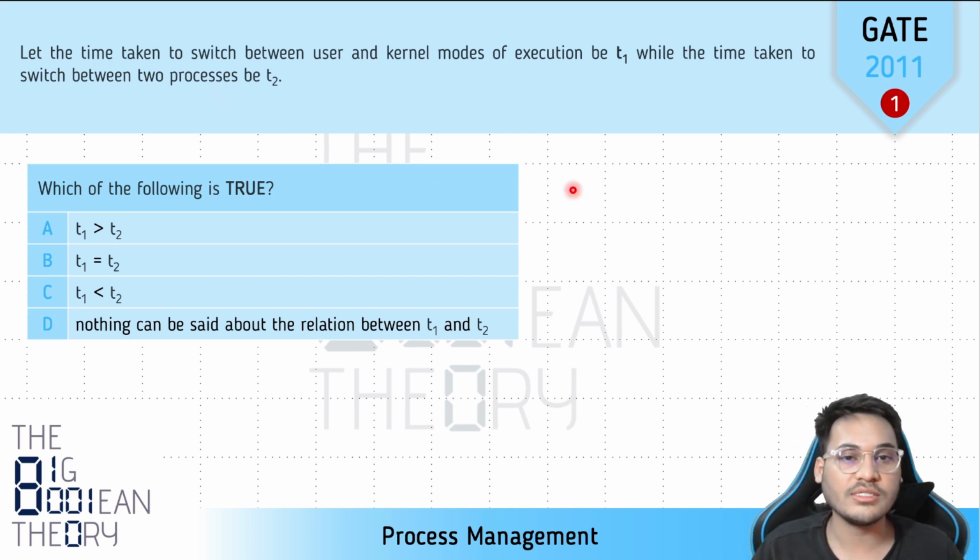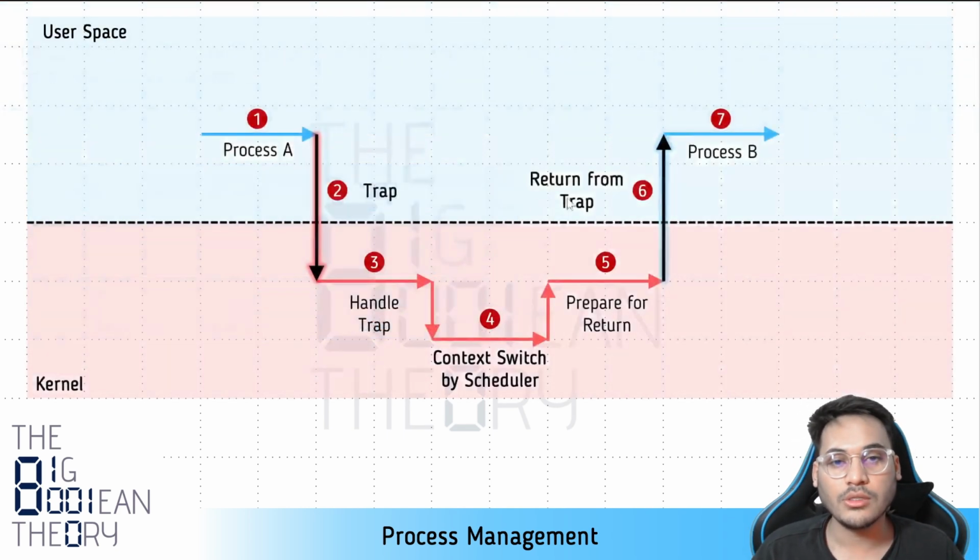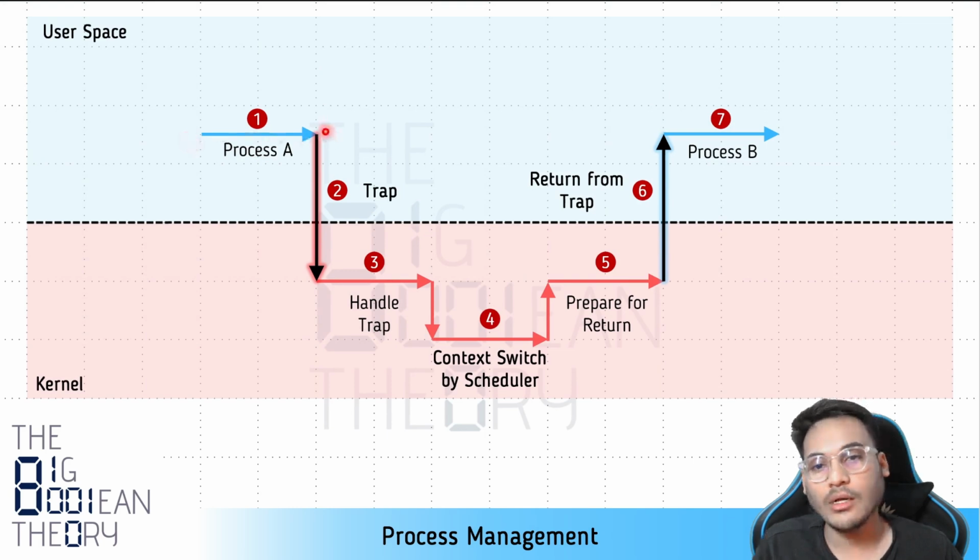So let's see what the solution to this question is. This is the flow diagram of the sequence of events that happen during a context switch. I have talked about this in great detail in the video where I explained how a context switch happens. At a very high level, we have process A executing in step one. Then we switch out process A and context switch to a different process, process B.